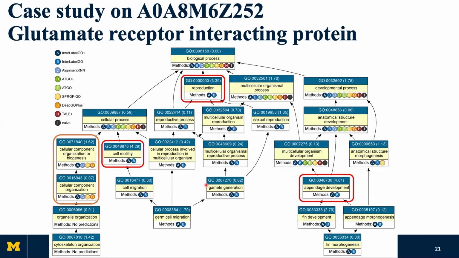There are also some cases where the deep learning-based InterLabelGO misses some terms, such as these two terms, but the alignment-based method can successfully predict them, and a combination of the two is able to recover them. This observation underscores the importance of integrating alignment-based methods and deep learning-based methods to achieve more comprehensive and accurate GO prediction.